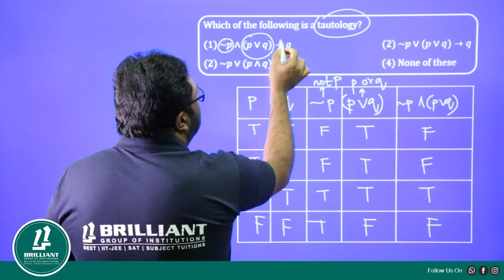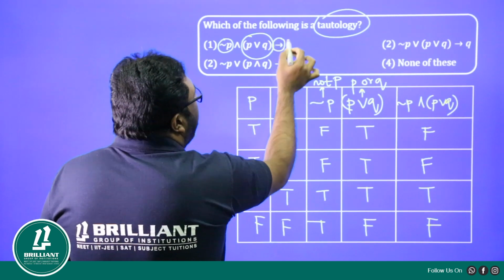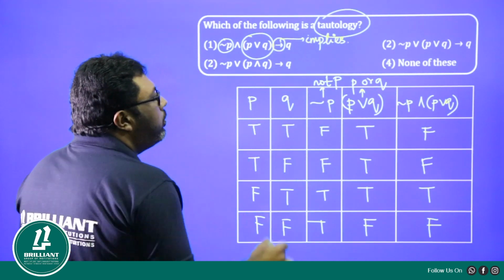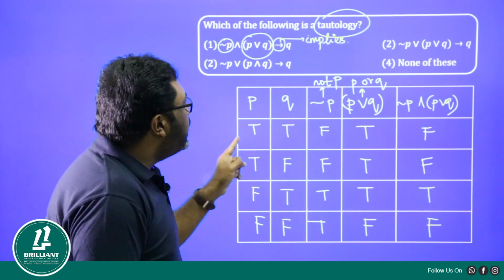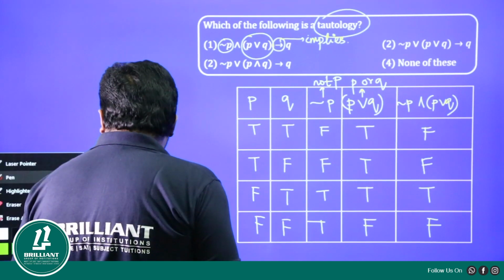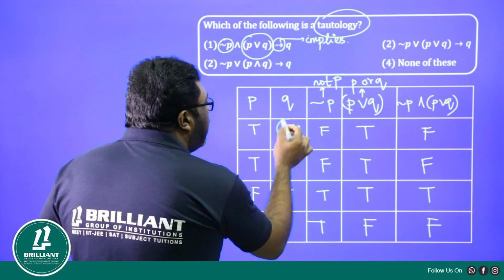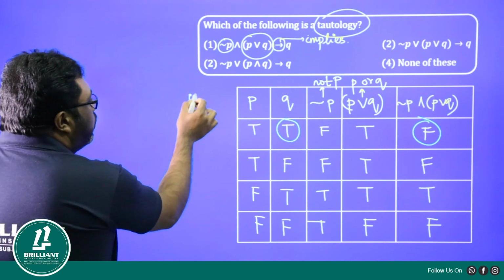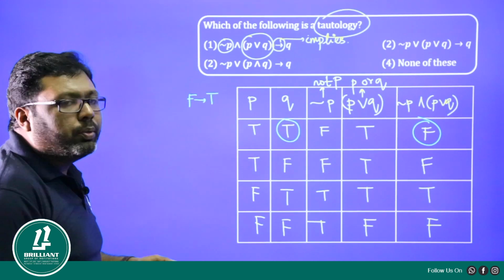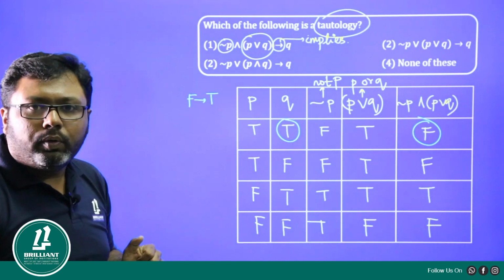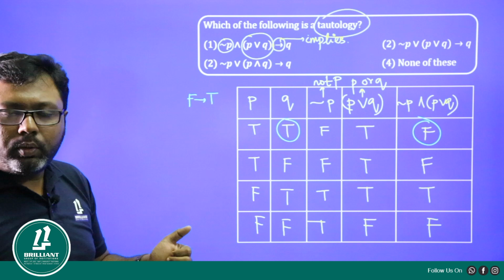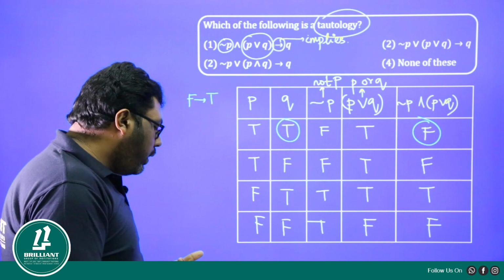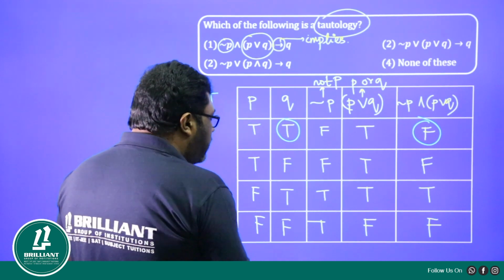Now, what is the next thing they want? They're asking about the arrow. Arrow means implies. So they're making a comparison between Q and this expression. False implies true, in the first case. Does false imply true for you? No, right? False does not imply true for you. So what will you say? It is false.